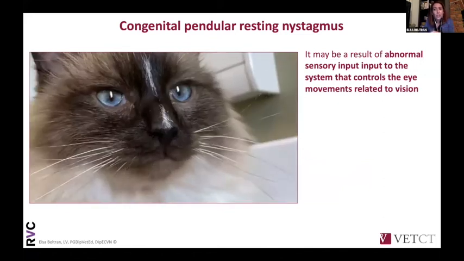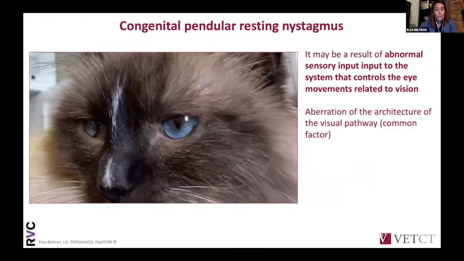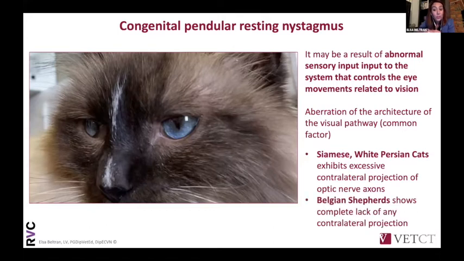It is just associated with an abnormal input to the system that controls the eye's movement related to vision. One of the theories is that there is an aberration of architecture in the visual pathway, sometimes with the axons crossing at the level of the optic chiasm. In Siamese and white Persian cats, it has been seen that they have more crossing to the contralateral projection. Interestingly, in the Belgian Shepherd, it has shown a complete lack of optic chiasm, with no contralateral projection, and both of them have this congenital pendular resting nystagmus. It should not get worse, and it should not have other clinical signs of vestibular dysfunction.